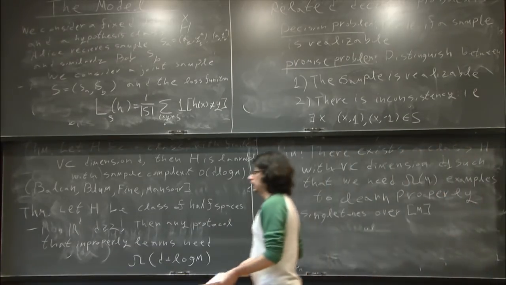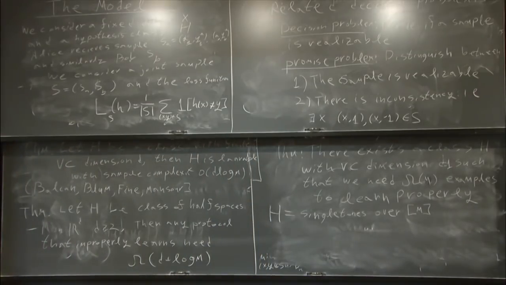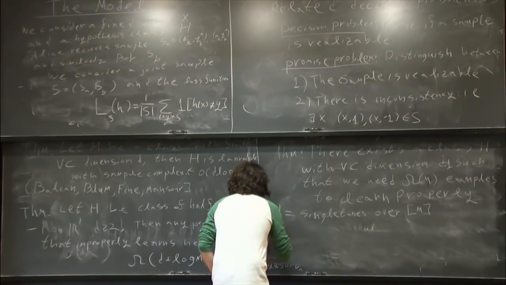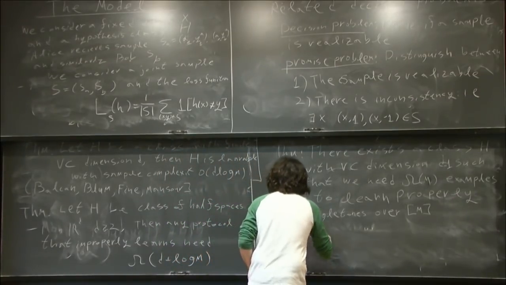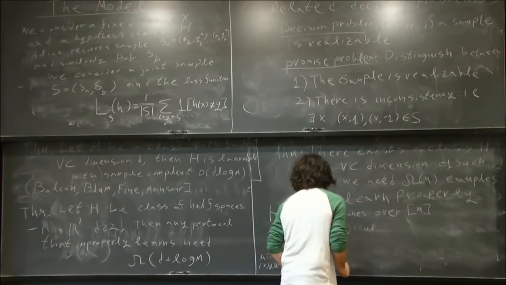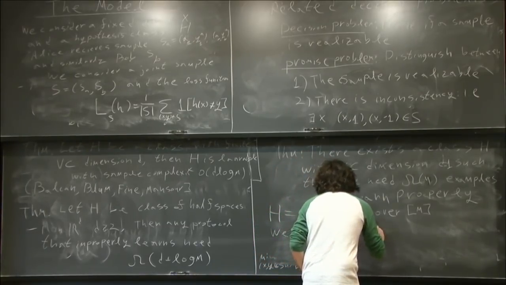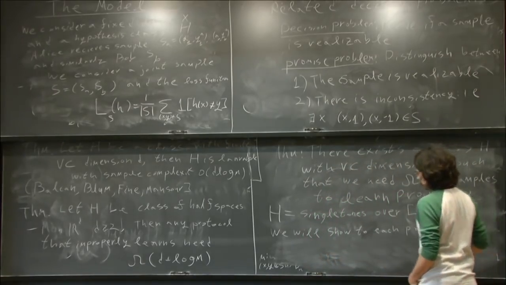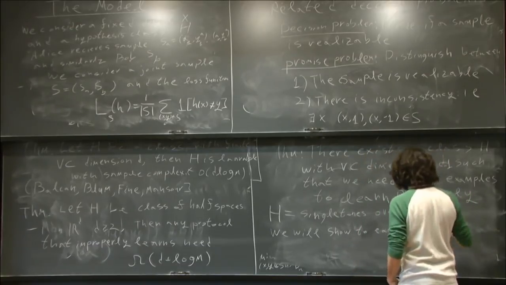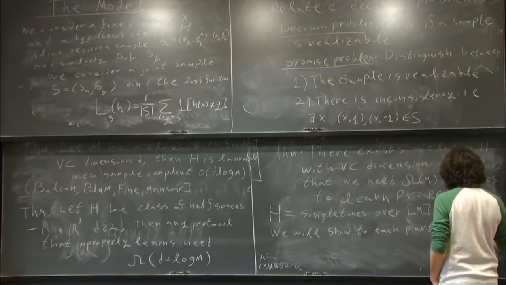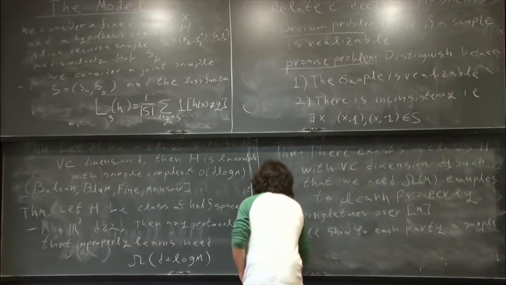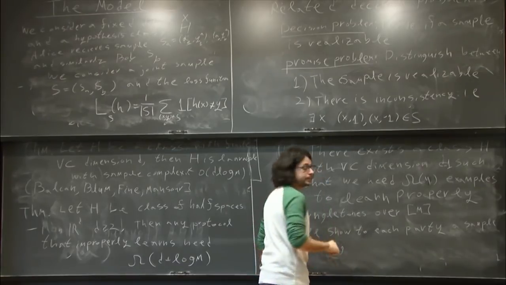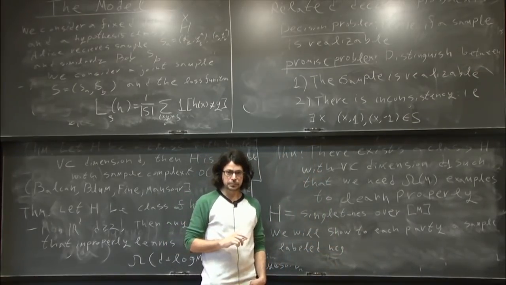Okay, so why can't they solve this? The problem with singletons is that, the sample I'm going to show to each party is labeled negative. Sorry? You label one point with plus one and all the other points minus one. Yeah. Minus one. Yeah.